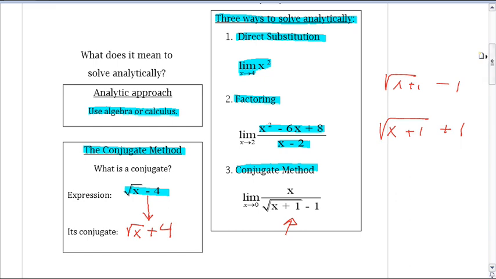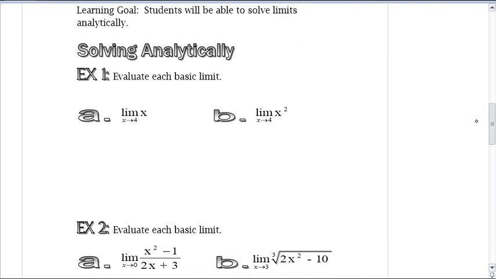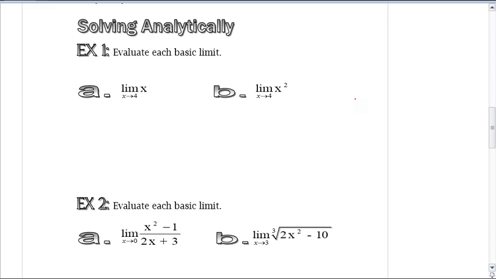Okay, so let's go ahead and look at example 1. Solve analytically. Evaluate each basic limit. Now these are general limits. Remember that you don't have a little negative, so it's not x approaches 4 from the left. You don't have a little positive, so this is just the general limit. And let me grab Mr. Blue here. If I'm going to use direct substitution, which I always want to try first, you basically just plug in the 4. And because you plugged in the 4, you get 4.